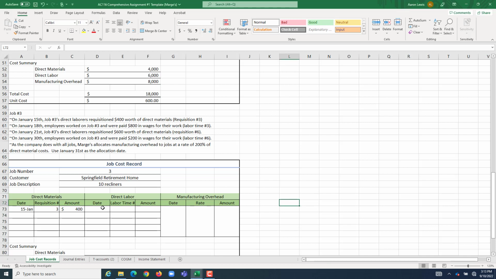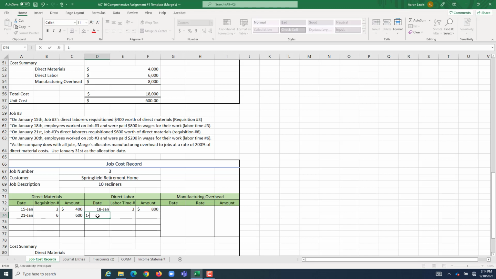So since this is direct labor, we can assign it right to the job cost record on January 18th. For labor time ticket number 3, we'll assign $800 worth of wages. On January 21st, in requisition number 6, our employees are going to requisition $600 worth of direct materials from storage to be used directly in job number 3, so we can assign that traceable direct cost to this job's job cost record.